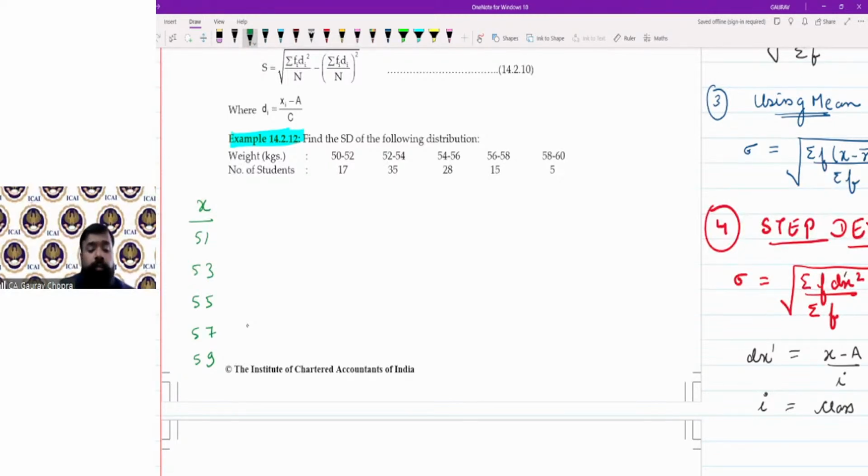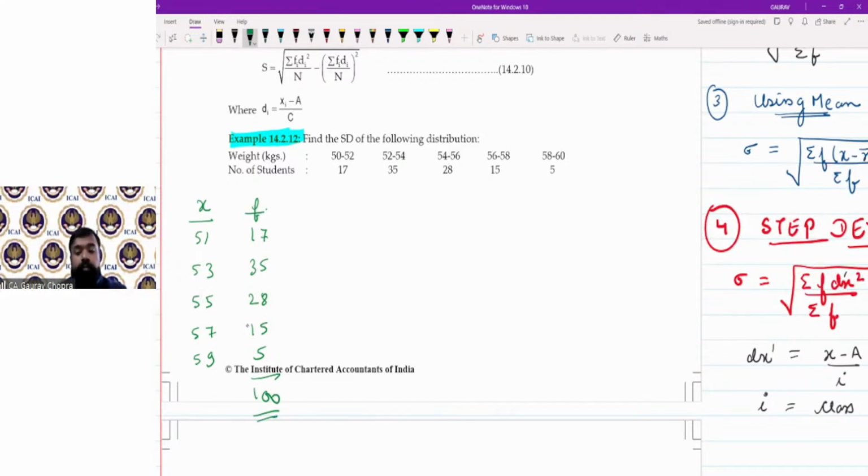Then comes the number of students, which is frequency: 17, 35, 28, 15, and then 5. We can add them to find the total. So let's add and see how much we are getting. 17 plus 35 is 52, plus 28 will give us 80, plus 15 is 95, and then 5 is 100. Yes, so the total is 100.